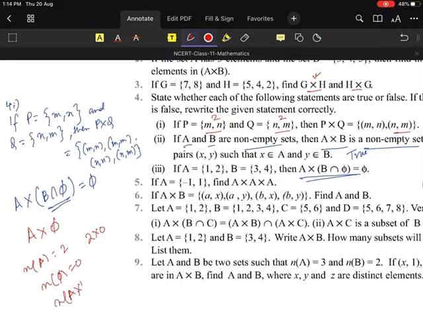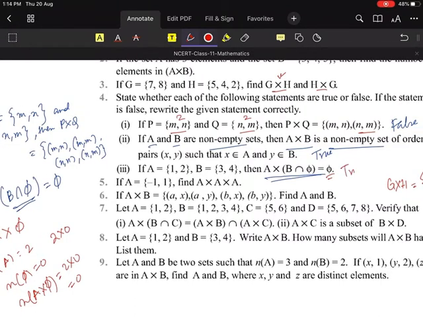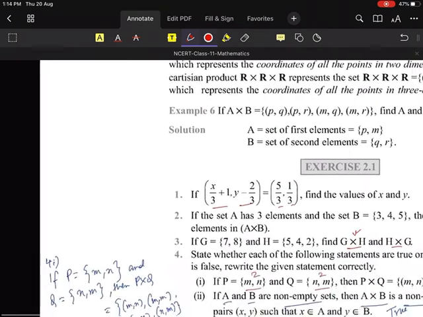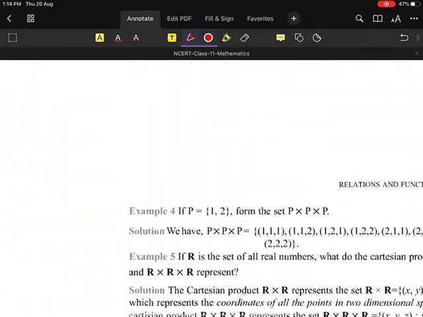The number of elements of this will be 2 into 0, and that is 0. And which set has 0 elements? It is the null set. So that's why the answer is correct. So it will be true. Okay. Now if A is equal to {-1, 1}, find A cross A cross A. So here we are not doing just the Cartesian product, we are now doing triple products, right?